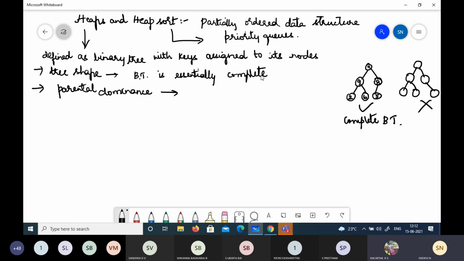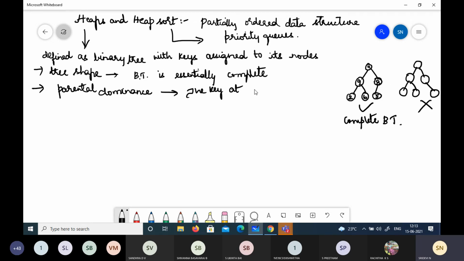Okay. So a heap is essentially a binary tree with keys assigned to its nodes with the following conditions which need to be met. What are those conditions? It should have a tree shape, essentially a complete binary tree. And the second is that there should be some parental dominance. If you take this tree, parental dominance should be there. If you take this tree, parental dominance should be there. If you take the whole tree, then also parental dominance should be there.